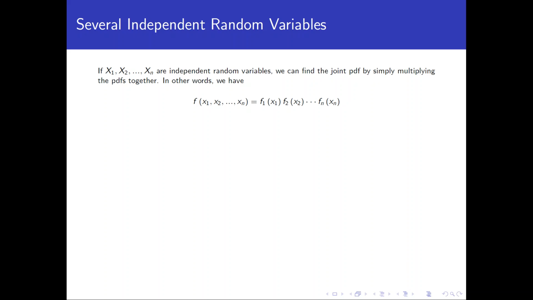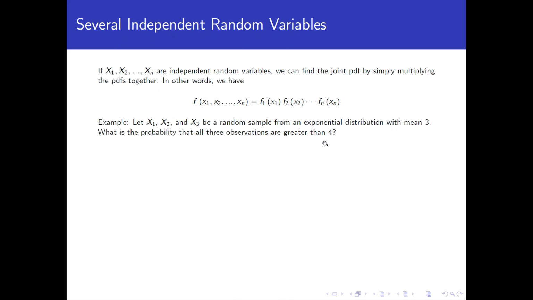In this video, we're going to talk about finding PDFs of several independent random variables and applying those PDFs to answer some questions. We've already talked about this, but to generalize it more, if we have n different independent random variables, x1 through xn, we can find the joint PDF of these random variables just by multiplying the PDFs together. In symbols, this is what we have here, which is the product of the PDFs.